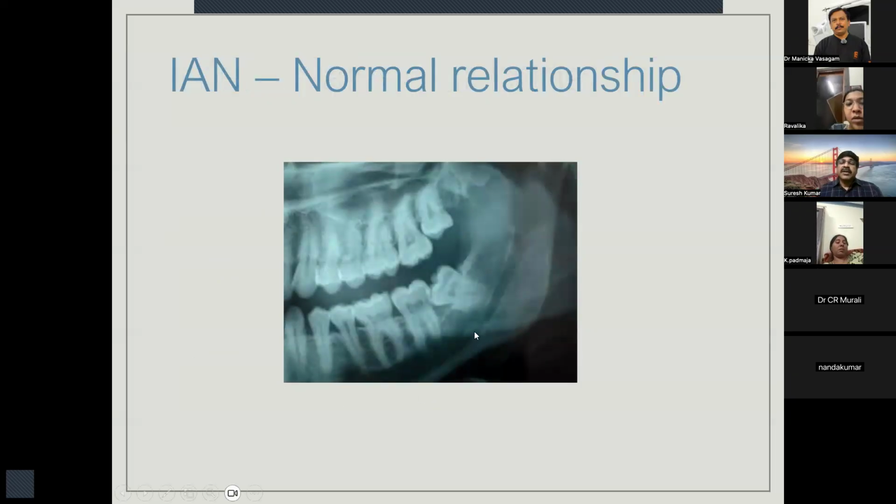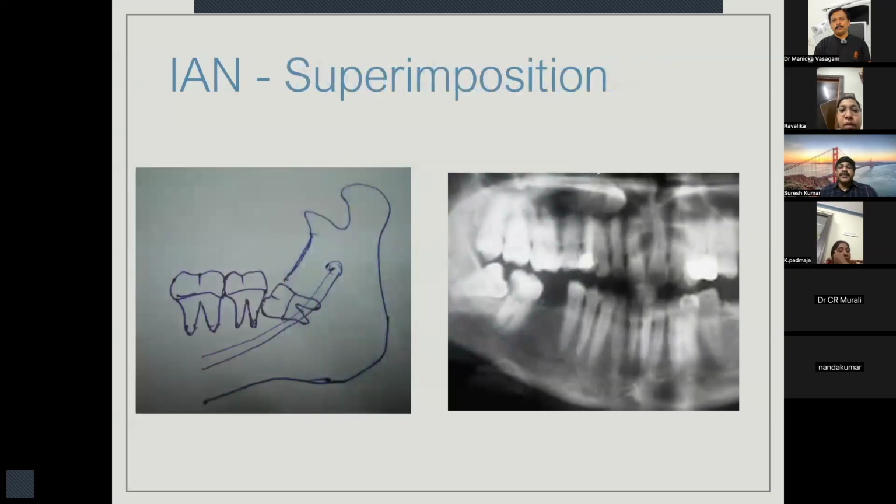This is the normal relationship, what actually is expected. You have the root and the crown here, which is slightly separated from the inferior alveolar canal. You know, the inferior alveolar canal is represented by two parallel radio-opaque lines. Okay, so the root ends here, the canal starts here down. So there is a small separation in between. This is the normal relationship we expect, but it does not be there all the time. So sometimes we have closer relationships.